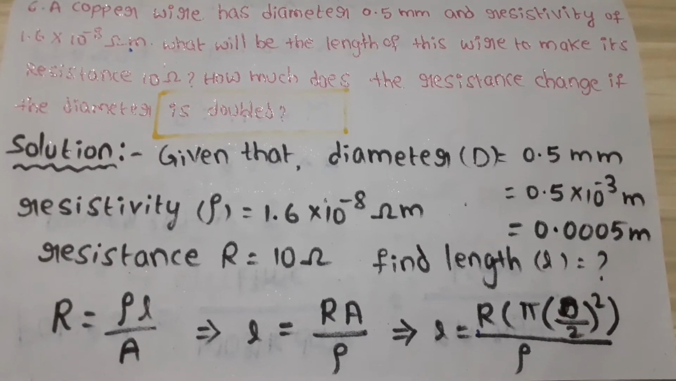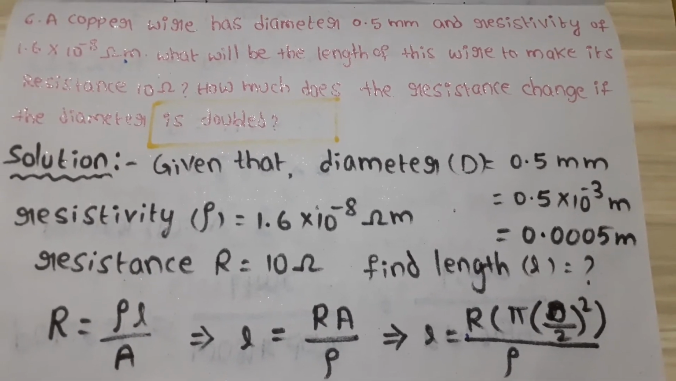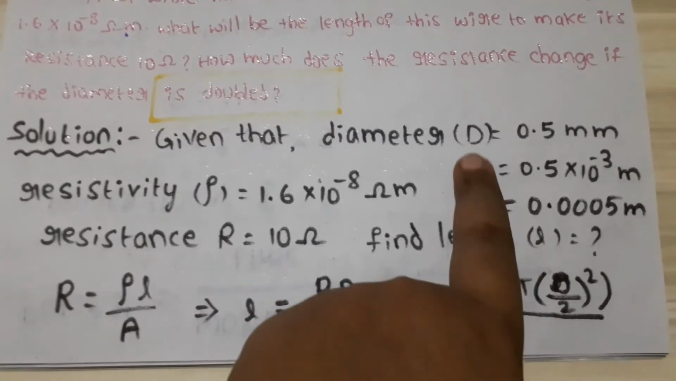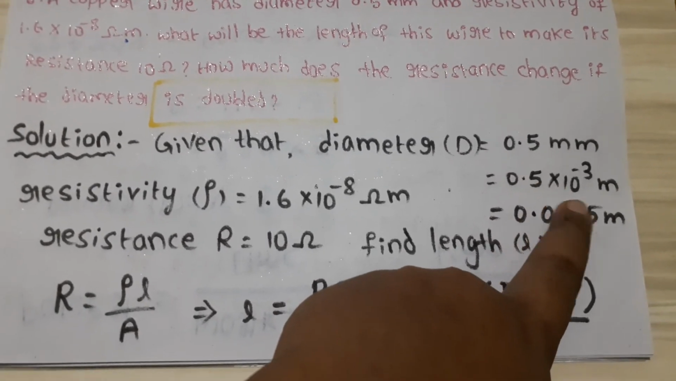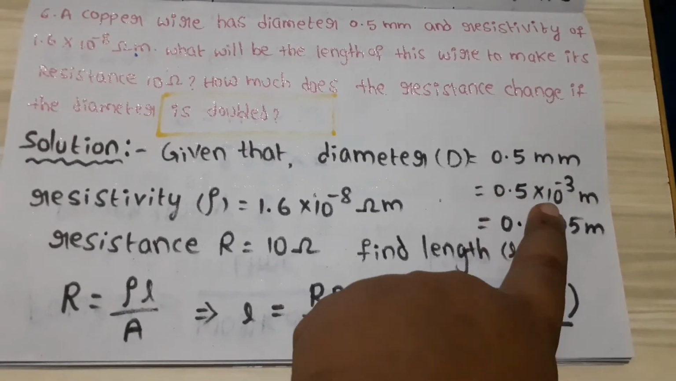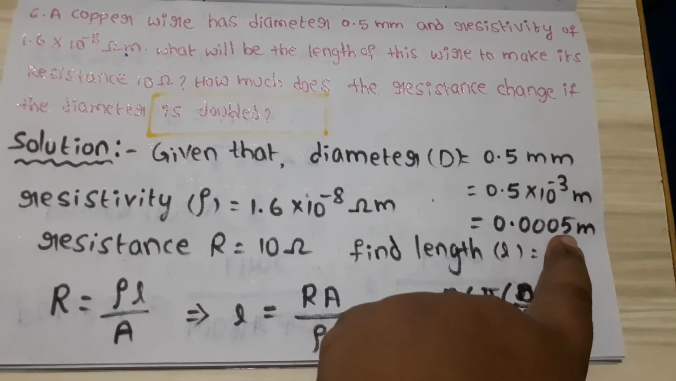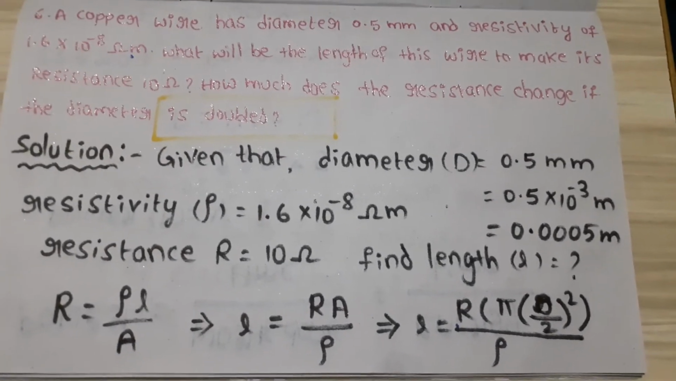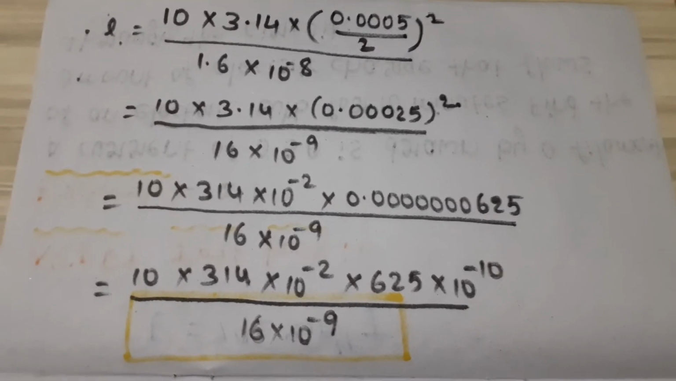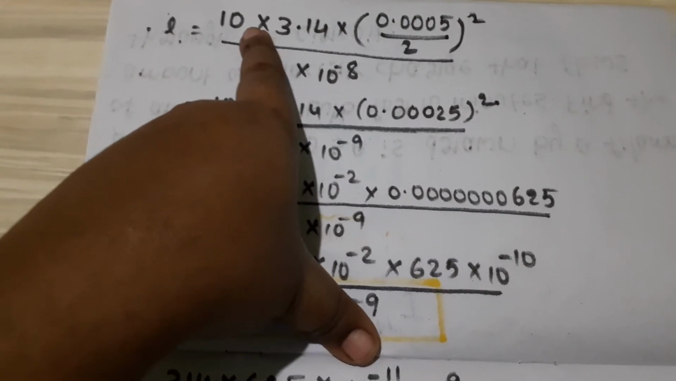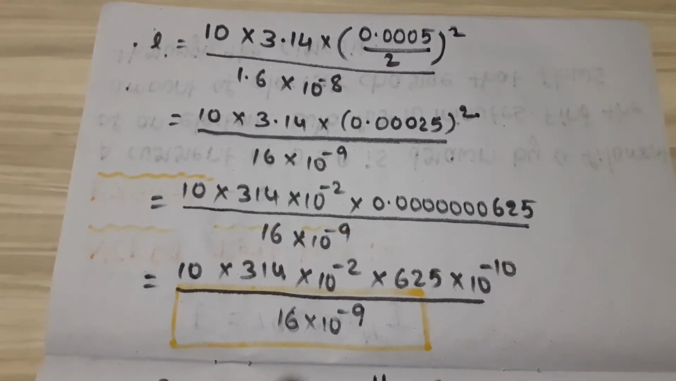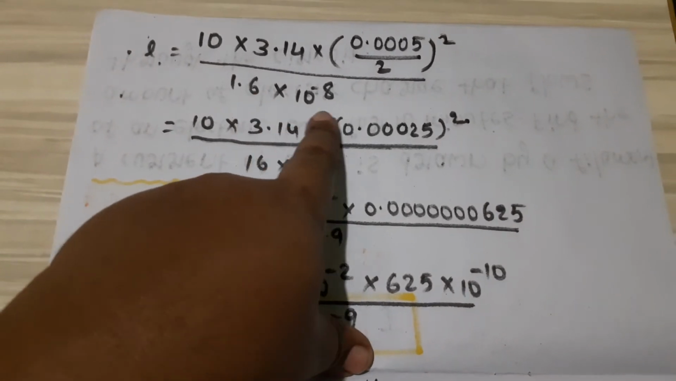Diameter is given as 0.5 millimeter. So this millimeter can be converted into meter. 0.5 into 1 milli, its value is 10 to the power of minus 3 meter. So I am converting this whole value to 0.0005 meter. That is the diameter value. Substitute all values in the above equation. Resistance 10 ohms, pi value 3.14, diameter 0.0005 by 2 whole square, resistivity 1.6 into 10 to the power of minus 8.